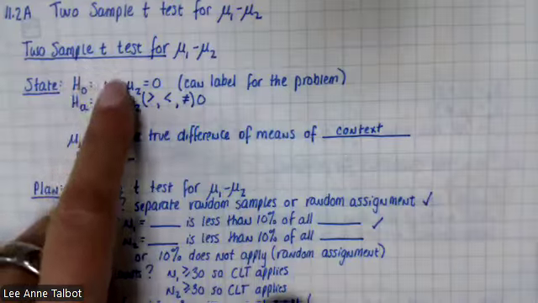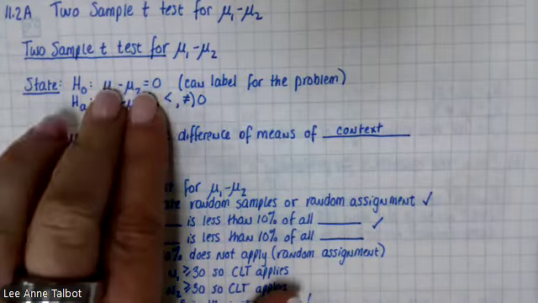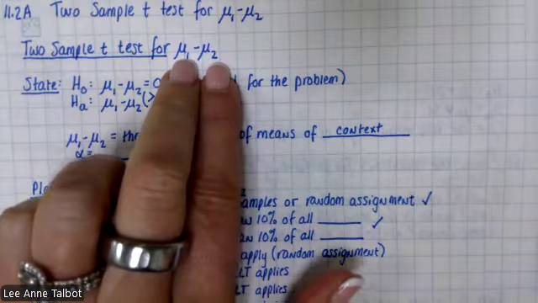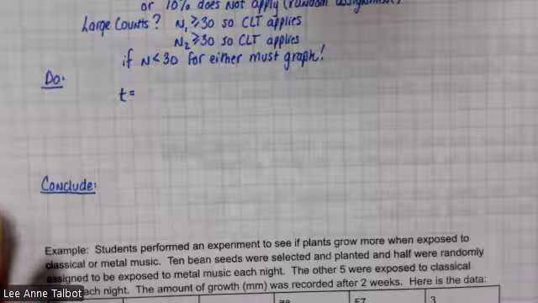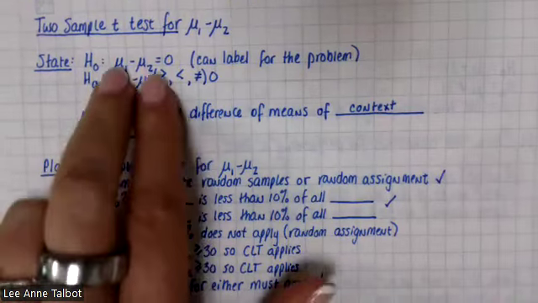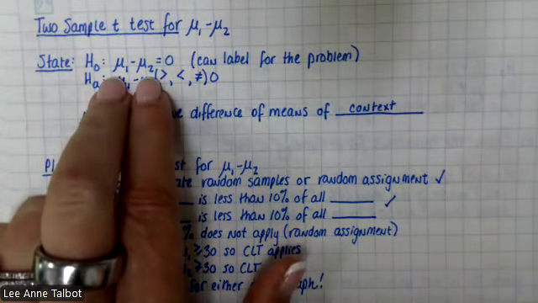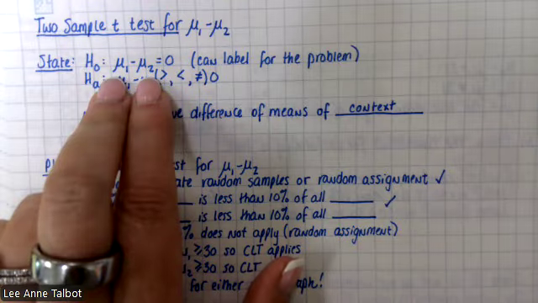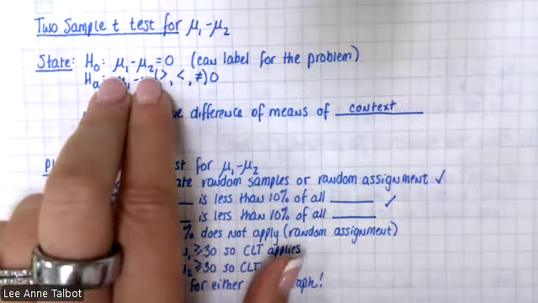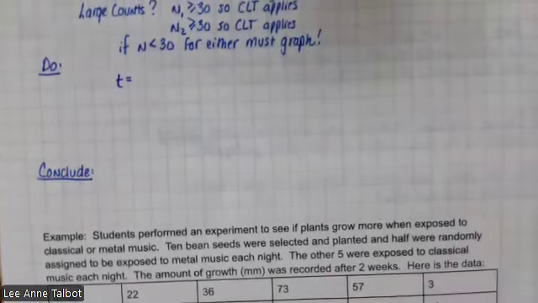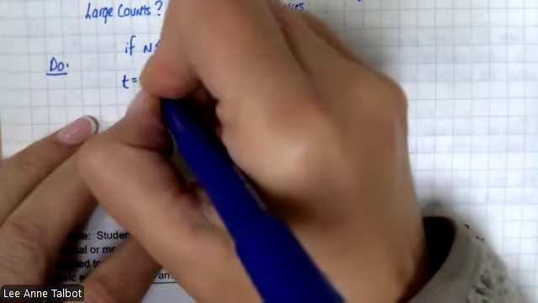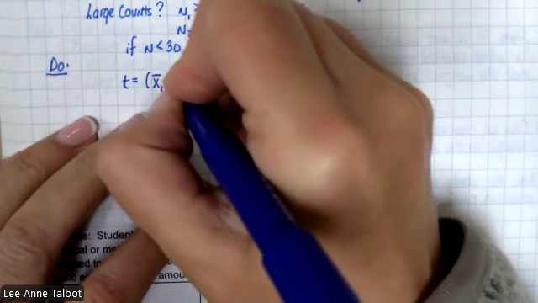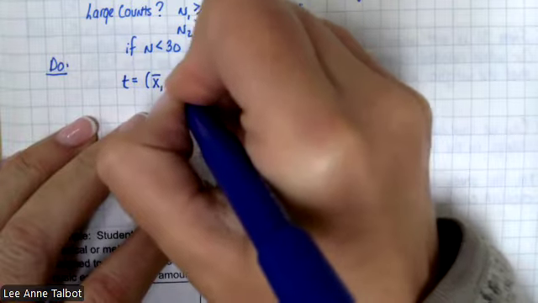If my parameter is mu1 minus mu2, what would my statistic for that be? Mu1 minus mu2, what would the statistic be? X bar 1 minus X bar 2. So you just change them both into X bars. But that is the statistic itself.